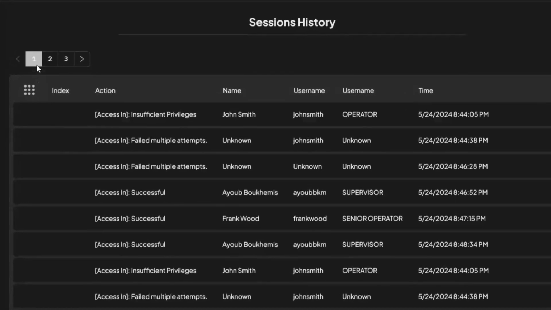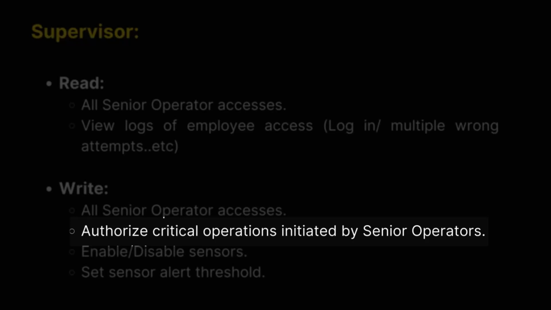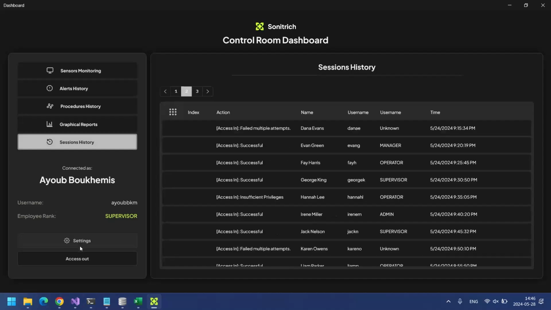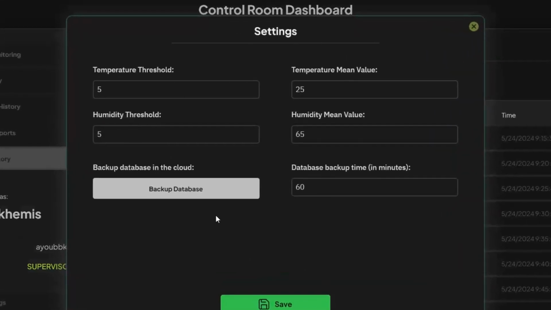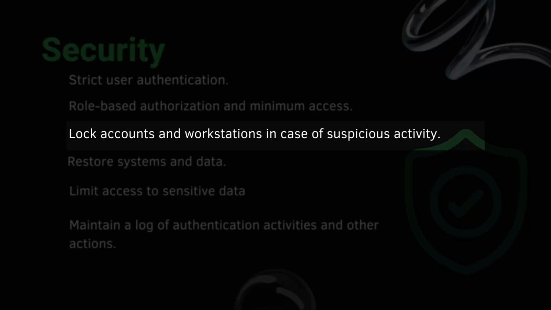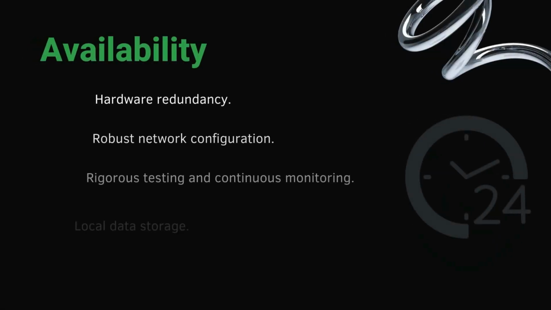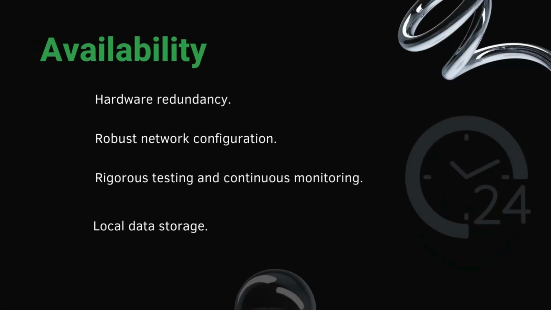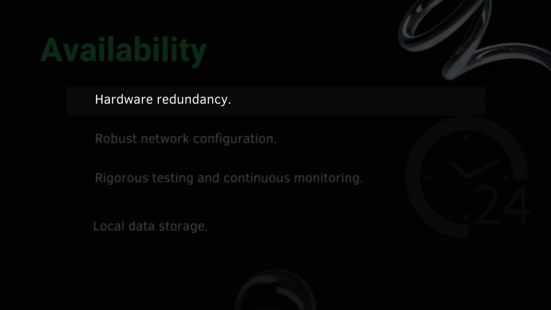multiple wrong attempts. They can authorize critical operations initiated by senior operators, enable or disable sensors, and set sensor alert thresholds. If suspicious activity is detected while the employee is logged in, they are logged out and the system enters lock mode. To ensure high availability, we have implemented hardware redundancy, especially within our sensor network.